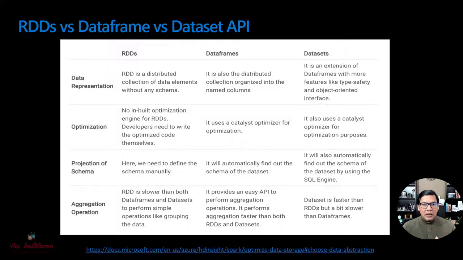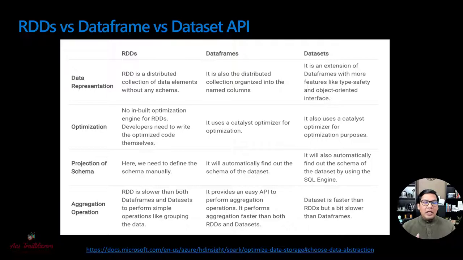And dataset has an additional advantage which provides compile time safety because we use a class to define the structure of our data. So that's a core difference. With the dataset, we first define a case class, say for example in Scala, which has the structure of our data, and that is what we use to define the schema for the data that we are going to use.